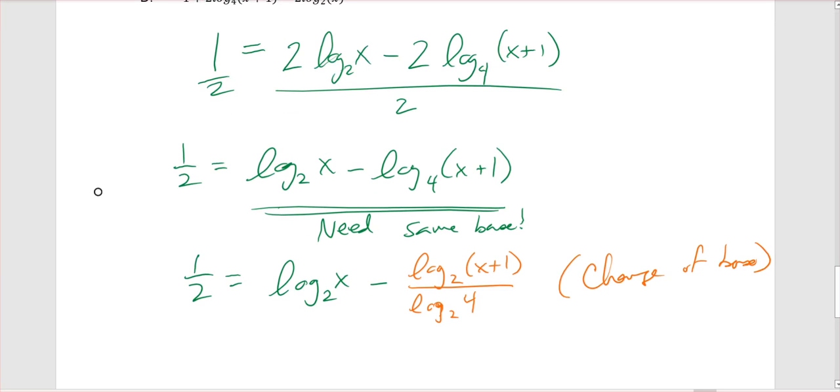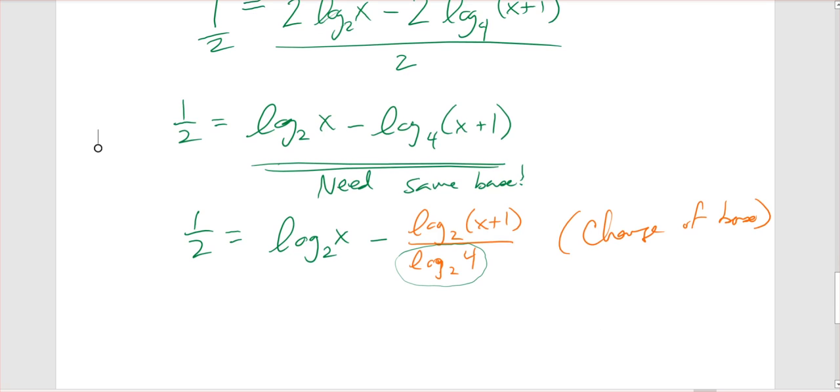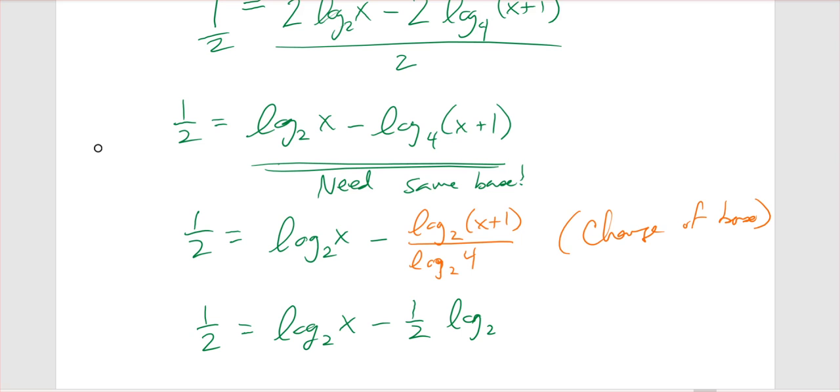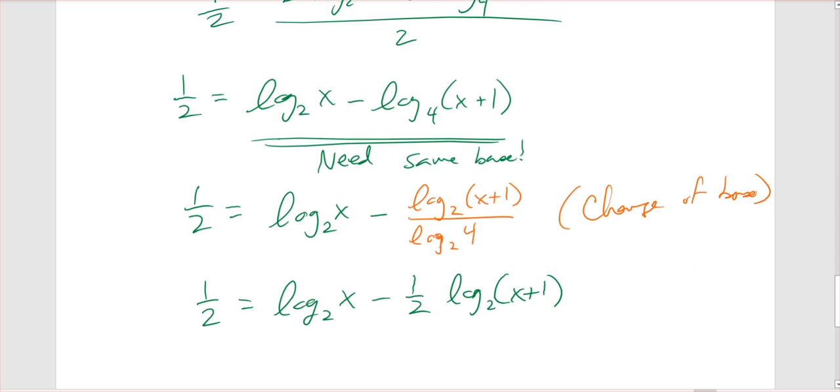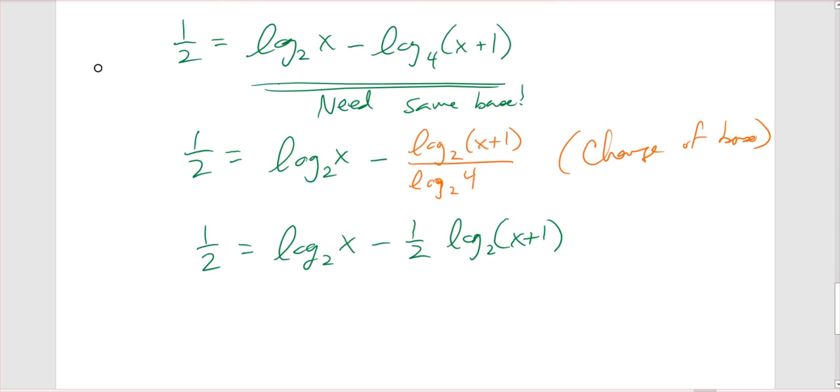Okay, so now what? We can evaluate that thing. Well, log base 2 of 4, that's the power you raise 2 to get 4, so it's 2, right? So I got 1/2 equals log base 2 of x minus, now this thing is 2, so we got 1/2 log base 2 of x plus 1. Okay, now we got them both the same base. That's super convenient. And now what? Well, we got this 1/2 in front of there, so we can tack that up as an exponent, right? Use that exponent rule.